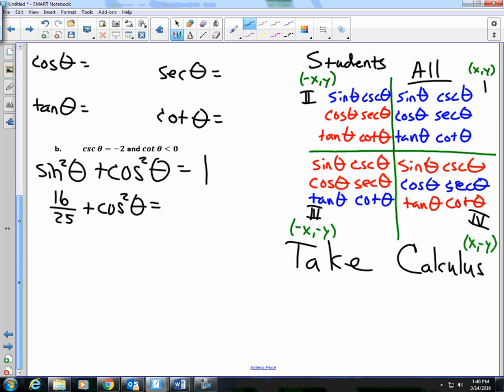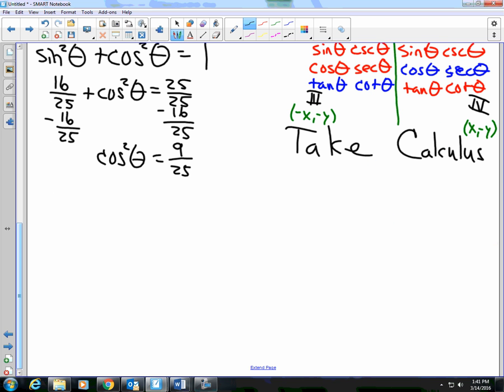And instead of writing the number 1, I'm going to write it so it has a denominator of 25. What fraction is the same as 1 but has a denominator of 25? What do you think I do to solve for cosine? I subtract 16 over 25. And I get cosine squared of theta is equal to, what is 25 over 25 minus 16 over 25? 9 over 25.